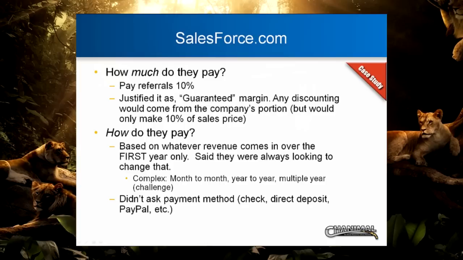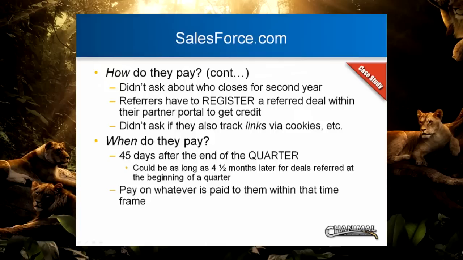Okay, how do they pay? I didn't ask who closes for the second year. But the resellers have to register for a referred deal, and when do they pay? 45 days after the end of the quarter. So again, look at this. 4.5 months later, doggy does trick. 4.5 months later, doggy gets paid. Well, doggy doesn't associate doing tricks with getting paid. So doggy doesn't do a whole lot of tricks unless someone beats him to death. Or in this case, customers say, I must have Salesforce, so he has to sell it. But this is not the way to set up a SaaS program. I consider this one of the worst examples.